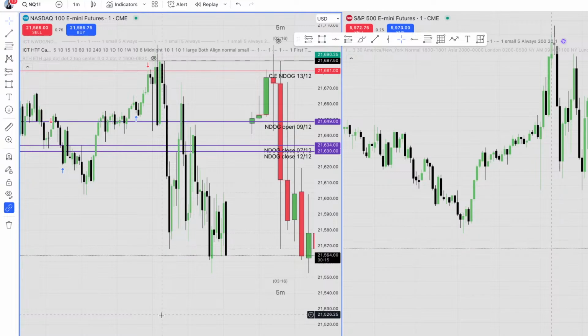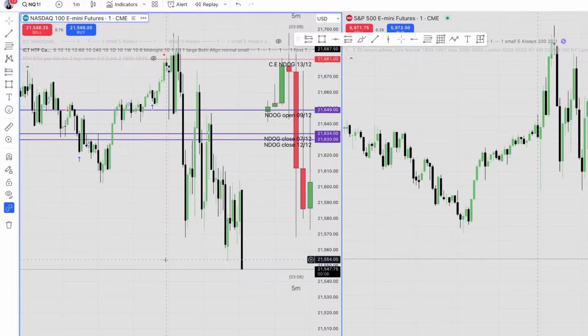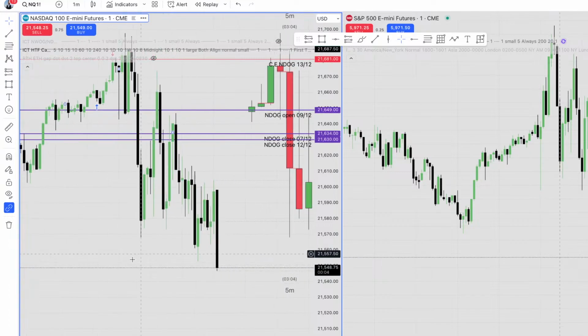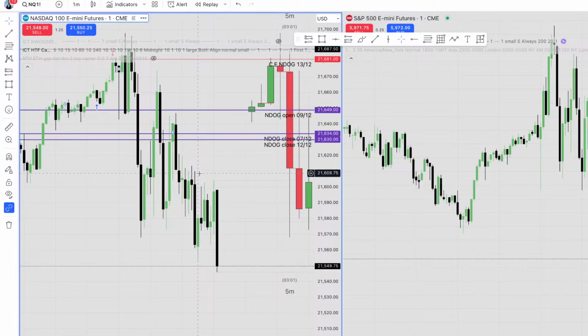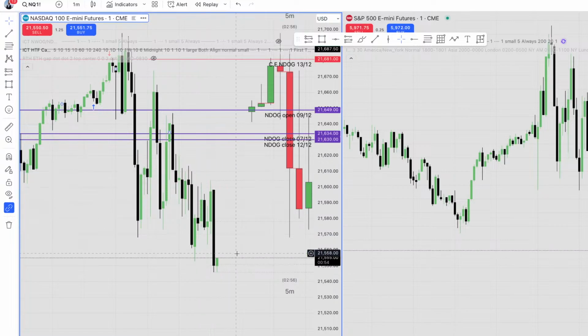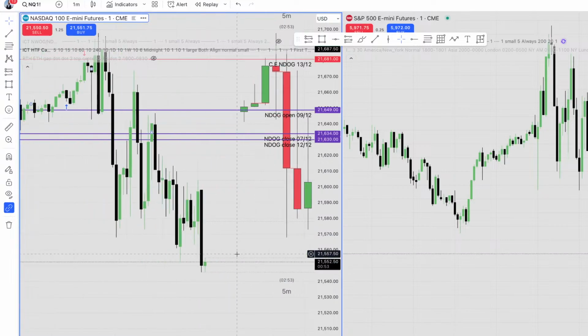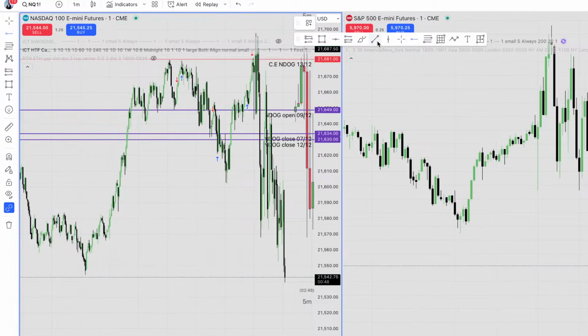Have a clear setup. The day is still long. We still have a PM session. Yeah, it went short. But it would have stopped me out here. I could have kept it until here, but that was too big of a stop loss. Really too big. Okay, it took this. Yeah.